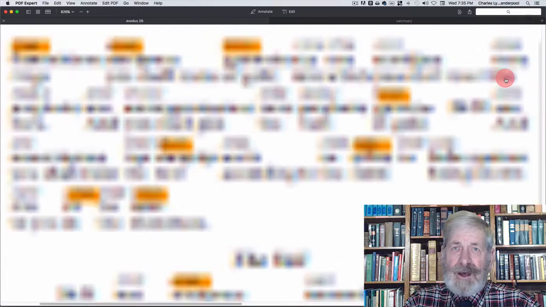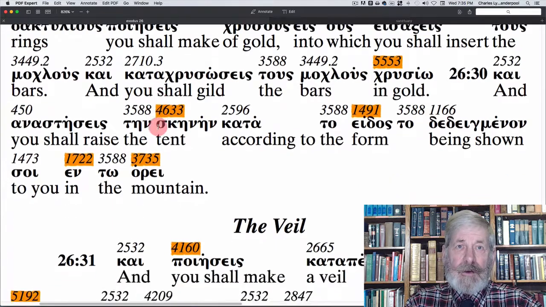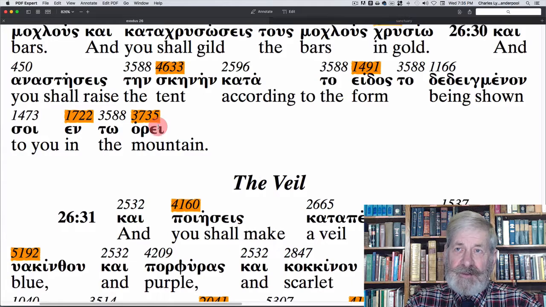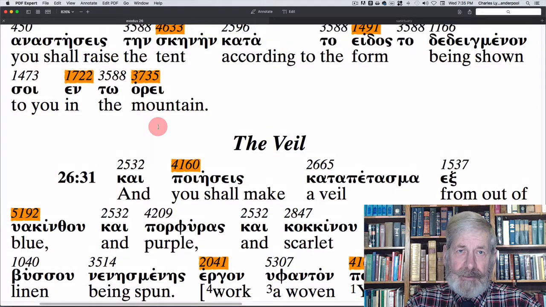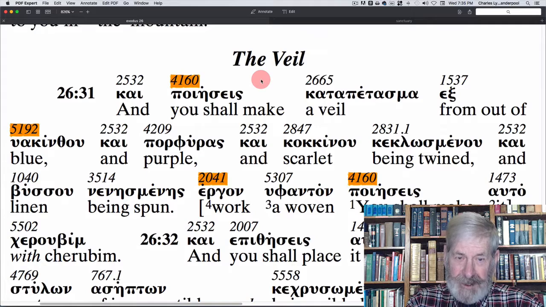And the rings you shall now, don't, what rings is it talking about? It doesn't mention any rings. You shall make of gold, unless the bars, it says, into which you shall insert the bars. So there we go. The bars are probably horizontal. And you shall gild the bars in gold. And you shall raise the tent according to the form being shown to you in the mountain. So now it's probably talking about the inner tent here, and this is all the parts that are made of it, made to make it up.